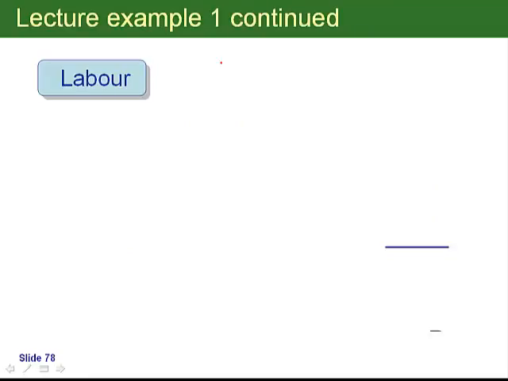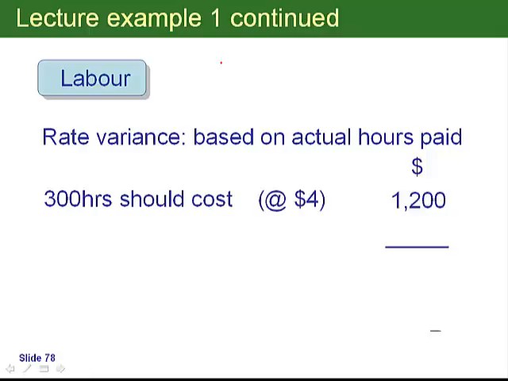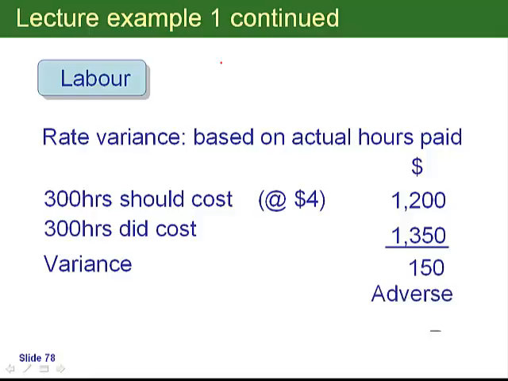So let's have a look at our labour variances next. First of all, the rate variance, which is based on our actual hours paid. We actually paid for 300 hours of labour, and we are supposed to pay $4 an hour. So we should have spent 1,200. We actually spent $13.50 on our labour bill, so that is an adverse variance of 150.